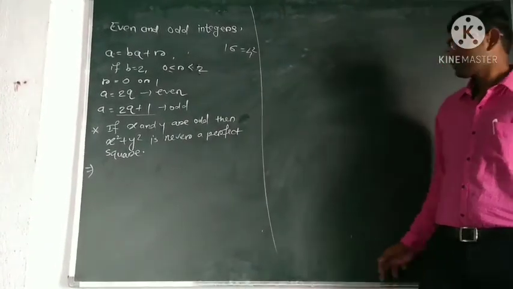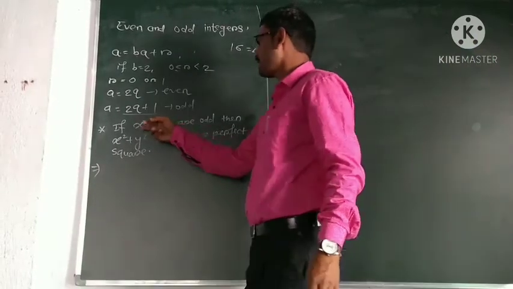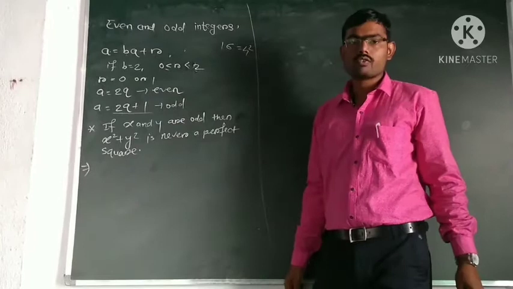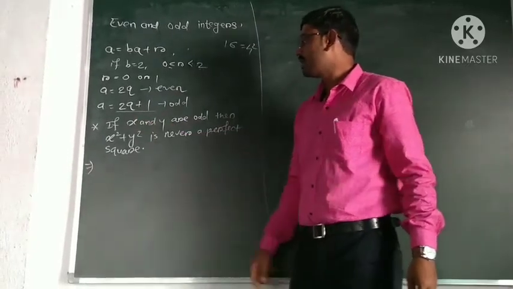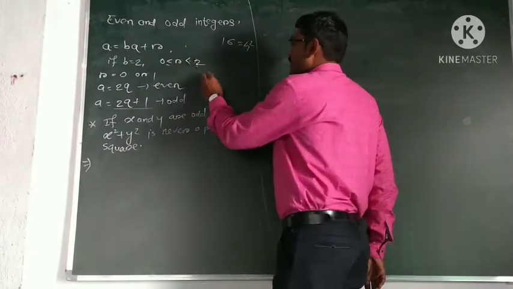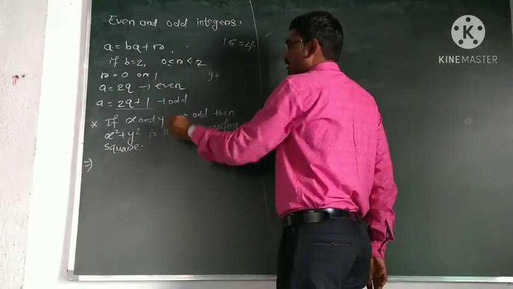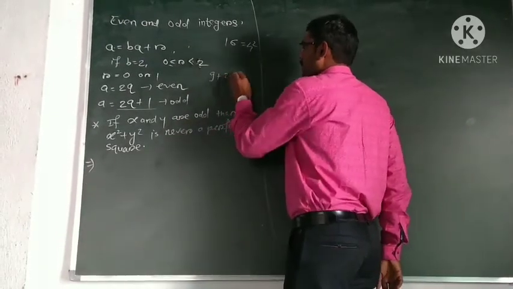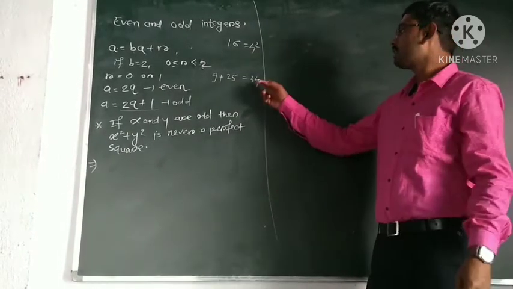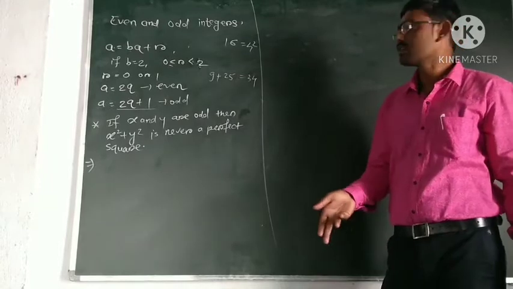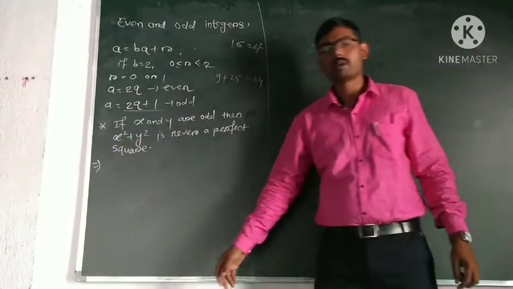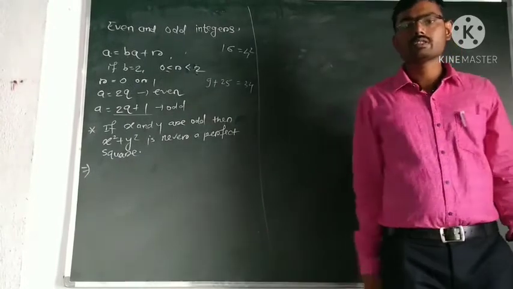So we have to prove that if x and y are odd numbers, then x square plus y square is never a perfect square. For example, take x equal to 3 and y equal to 5. Then 3 square is 9 plus 5 square is 25, which is equal to 34. 34 is not a perfect square. 34 is not a square of any integer. So if x and y are odd numbers, then x square plus y square is never a perfect square. We will prove this.